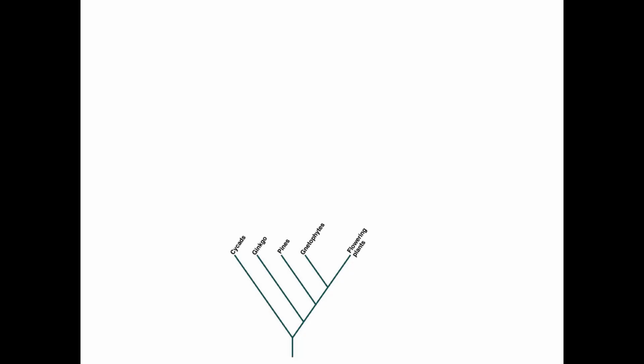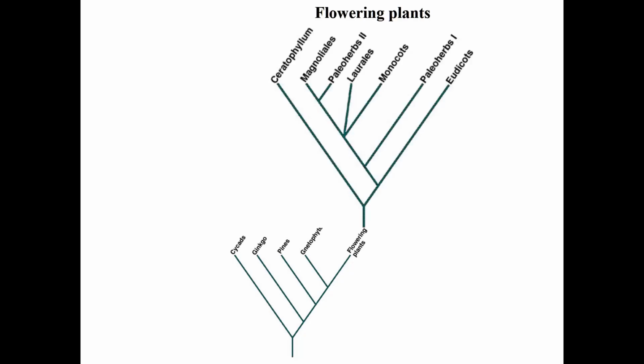So we've got this phylogenetic tree of the seed-bearing plants, or the plants that make seeds. And if we expand this a little bit, we've already kind of mentioned cycads, ginkgos, and pines, and I didn't talk about gnetophytes. It's a relatively small group. Let's just expand the flowering plants.